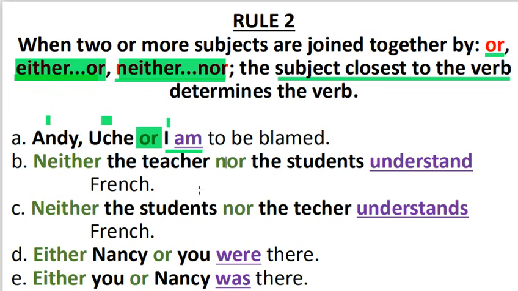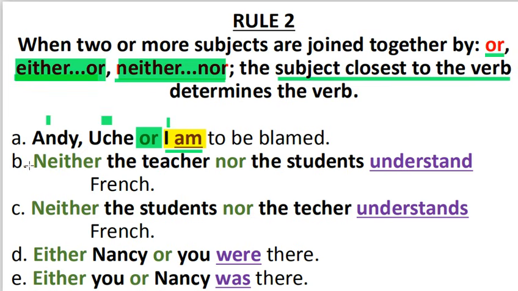If we rearrange the subjects, let's say Andy, I, or Uche, it will be is to be blamed. Andy, I, or Uche is to be blamed. But because I is the last and closest to the verb, the verb has to agree with I: Andy, Uche, or I am to be blamed. This kind of sentence may sound awkward, but it is the correct form.